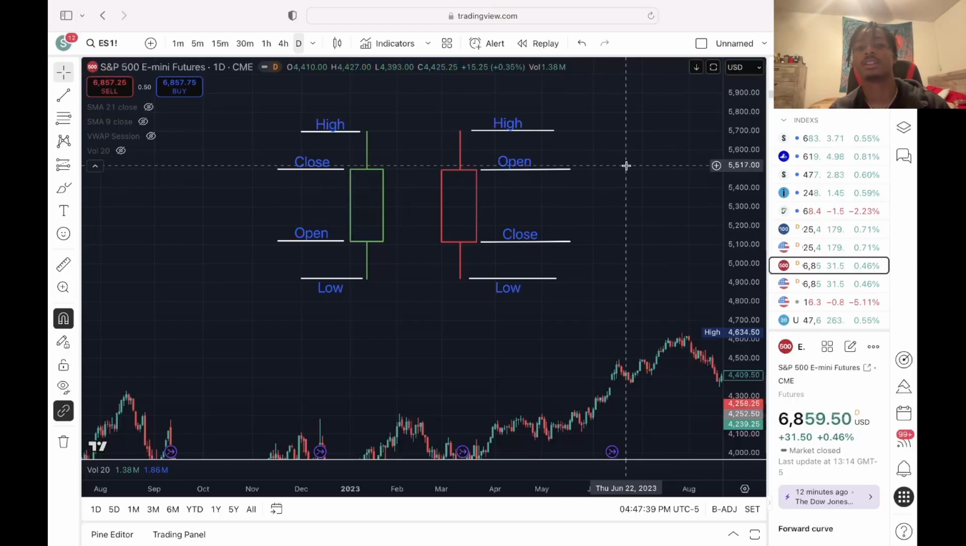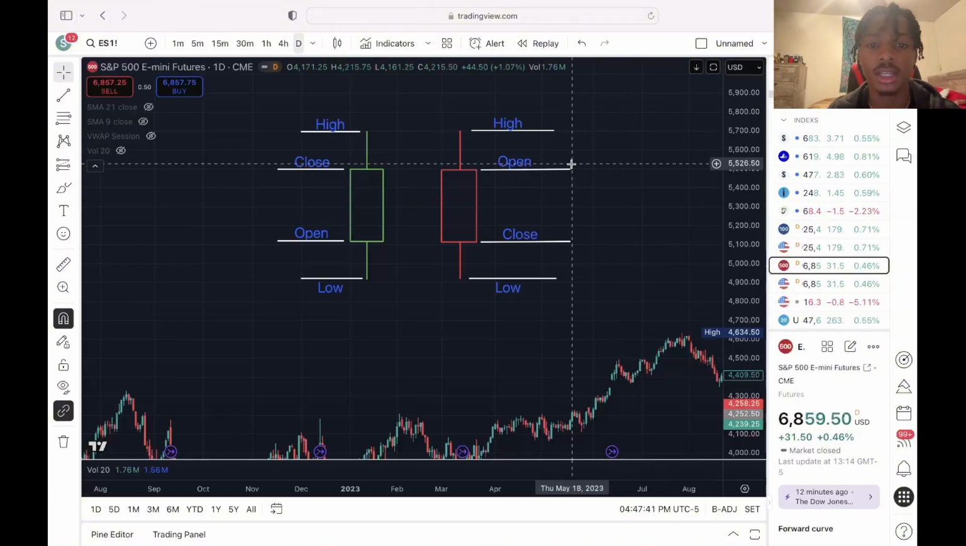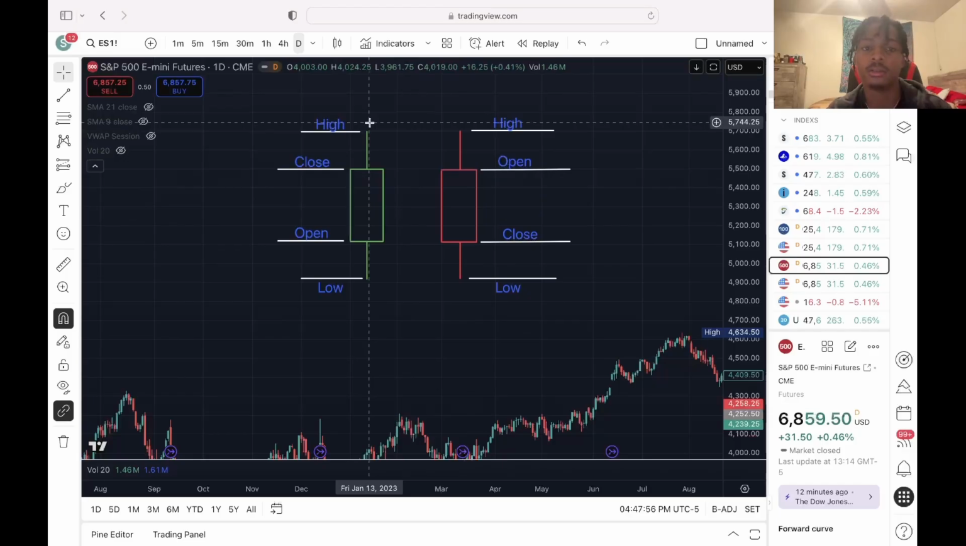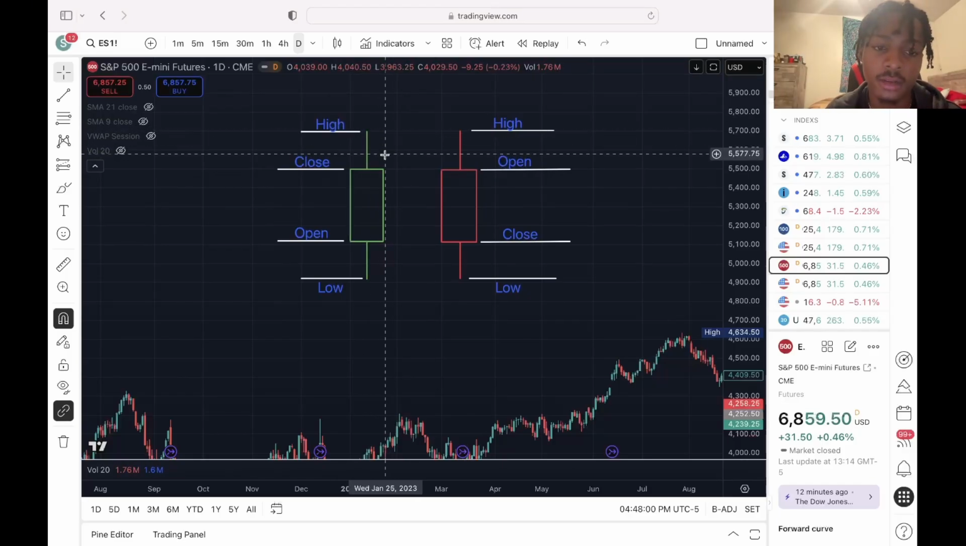So the first thing you're going to want to know is the anatomy of a candlestick. And what is a candlestick? A candlestick is the main tool we use to read price action, and it tells a story about where the price wants to go and how it's reacting at different levels and why. Whenever you look at a candle, you're going to have three or four main parts.